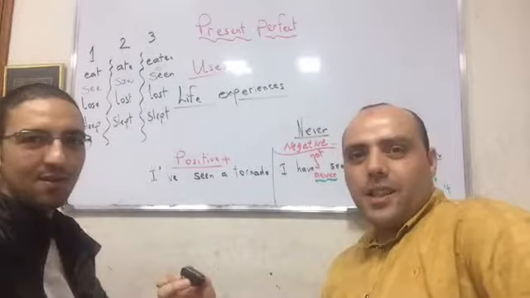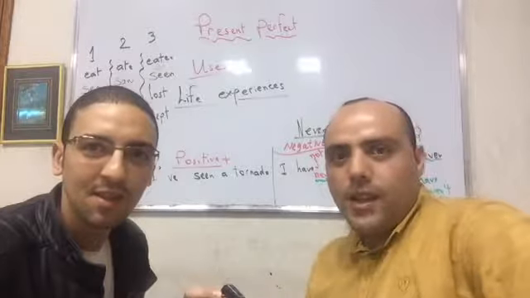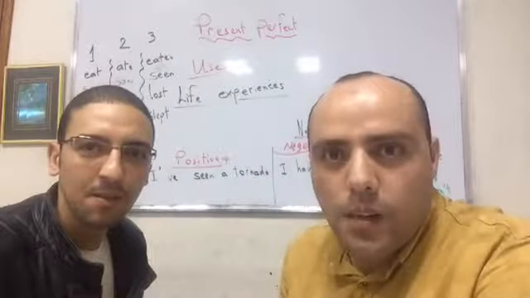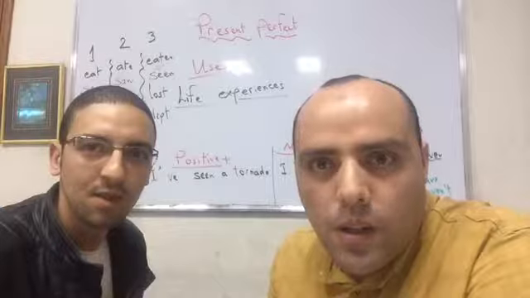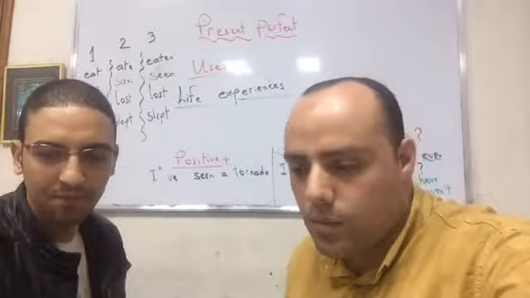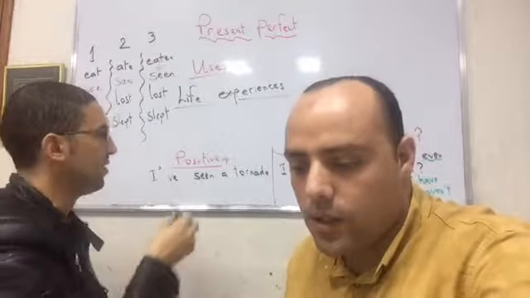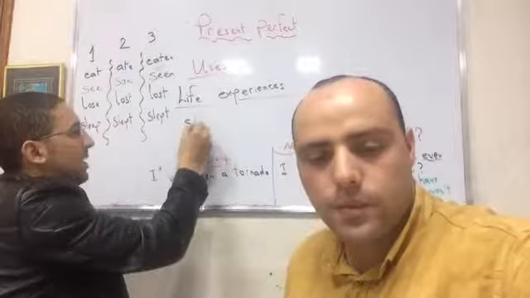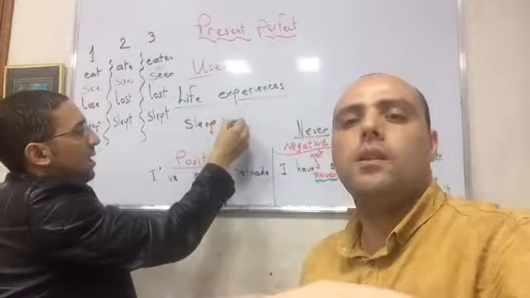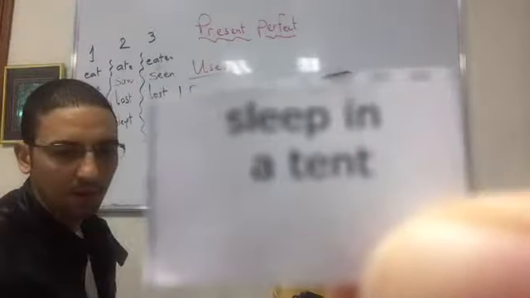Anyway, sleep is an irregular verb, so the third form of the verb is going to be slept. Sleep, slept, slept. Please read it before I can see. Where is it again? Which one? You sleep in a tent. Write it on the board. Yes, it is sleep in a tent. Okay, sleep in a tent. It is here.